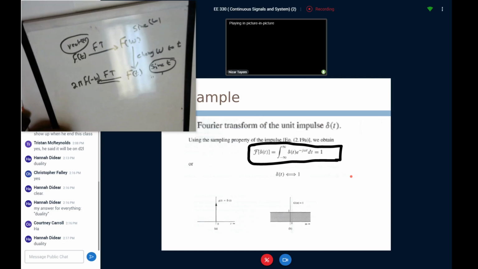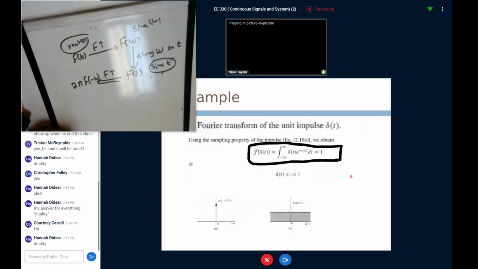Is it clear? Because we get a value only when e to the minus j omega 0 is equal to 1, this integral will be equal to 1. So that means for all frequencies, the Fourier transform of the delta function is going to be constant. Okay? So clear?